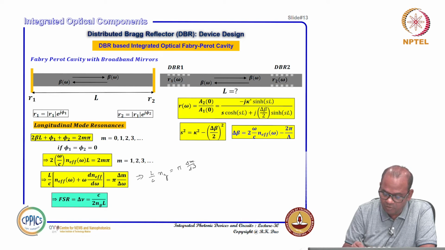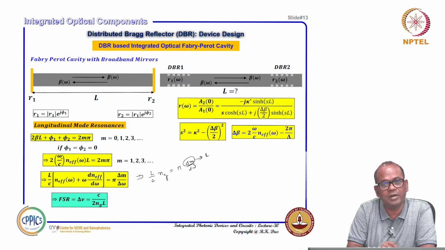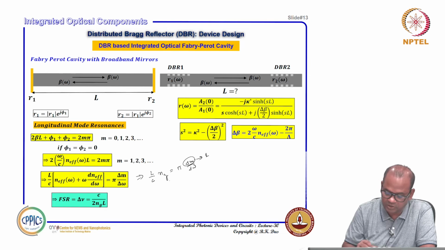Now if delta m equal to 1, that means I am considering successive resonances. Whatever result for omega you get at m equal to 1 is the resonance frequency omega 1, m equal to 2 gives omega 2, m equal to 3, and that way you can get the resonance frequencies. Now if I simplify this, I get L by c times Ng on one side, and on the right hand side pi delta m by delta omega.